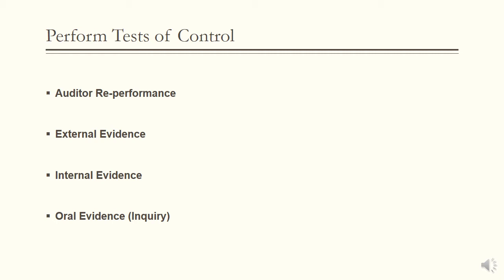tests of control can be performed by oral evidence or inquiry. I've listed them in reverse order, the way the book has them, because you can see the first letter of each of those phrases makes another easy to remember mnemonic. A, E, I, O, and U means you got to remember this.